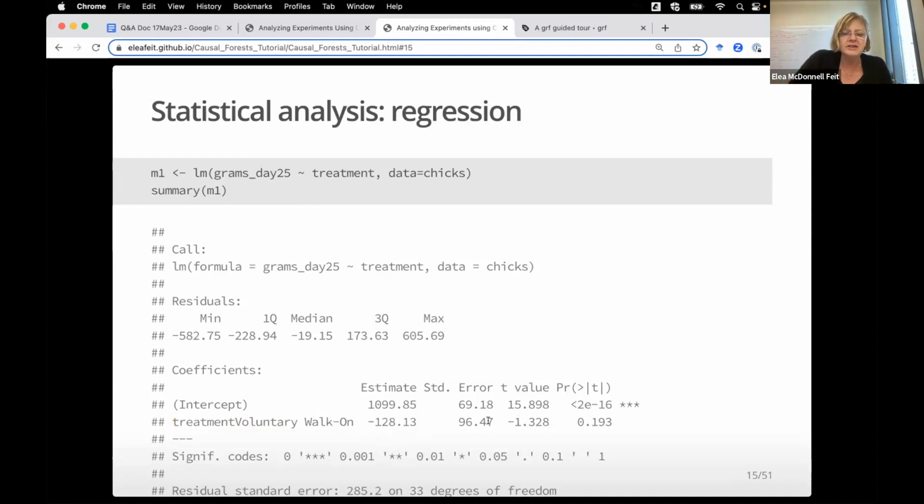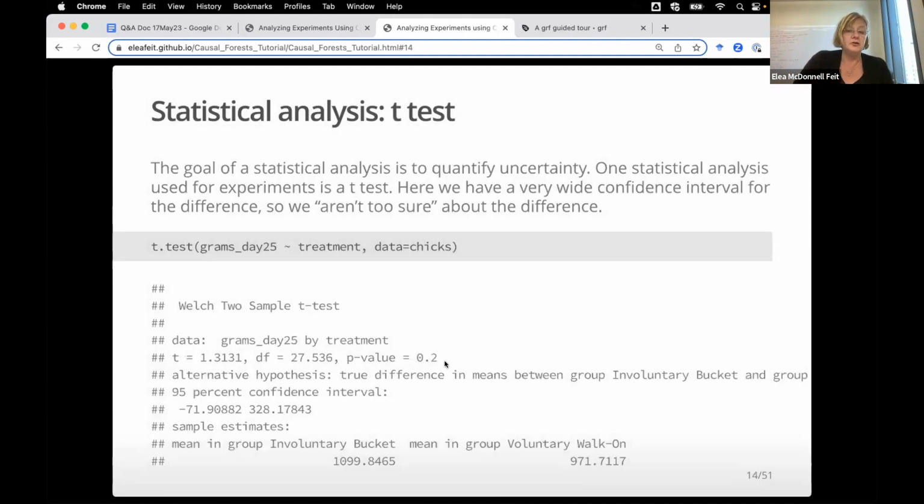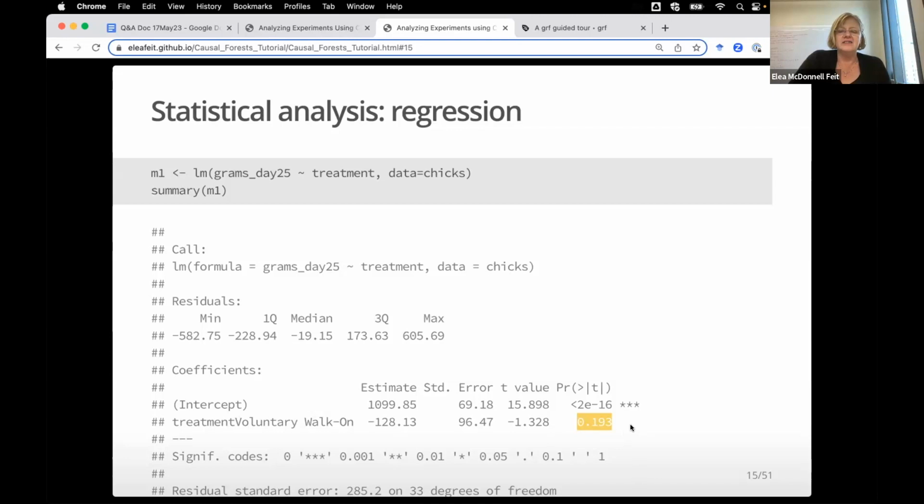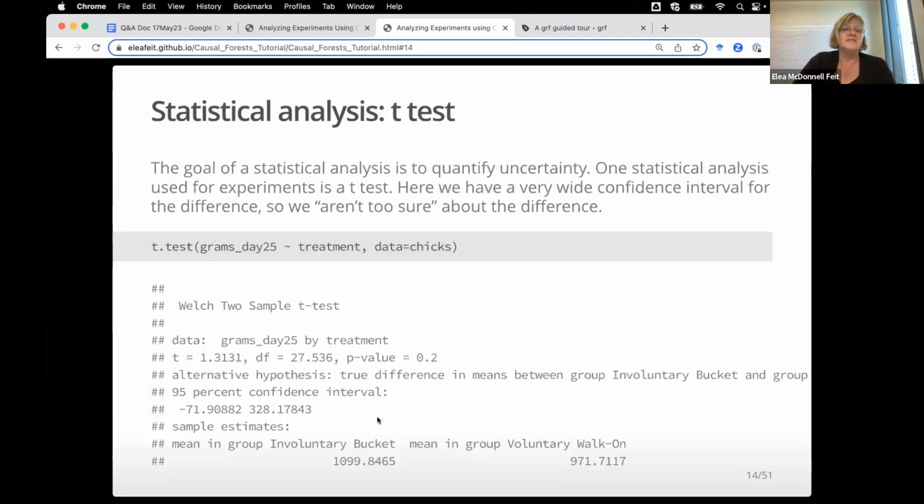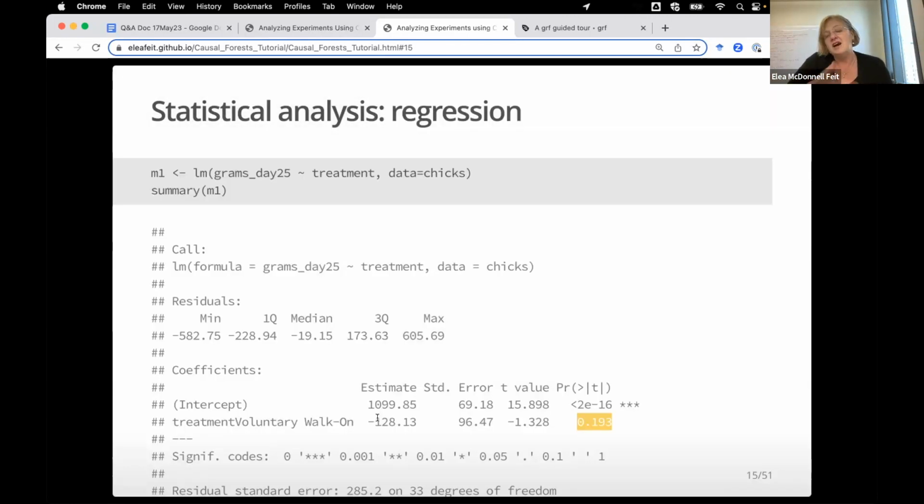It tells you about the uncertainty in a slightly different way. The p-value here is 0.19 on this coefficient on the treatment effect, which is very close to the 0.2 p-value that we saw in the t-test, telling us this is not statistically significant. This standard error is telling you how much we think the estimate might bounce around that minus 128 value. So it's basically telling us the same thing in a slightly different format. Different disciplines tend to prefer one or the other of these. My mother, who is an animal behaviorist, tends to do t-tests, whereas economists tend to use regression for these kinds of experiments.